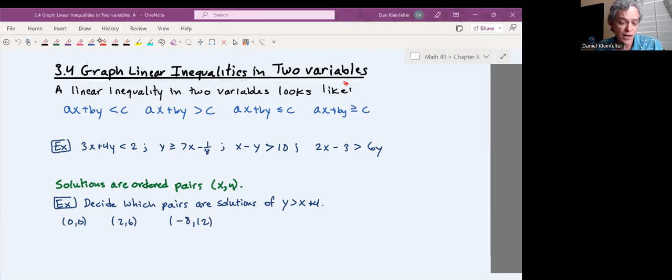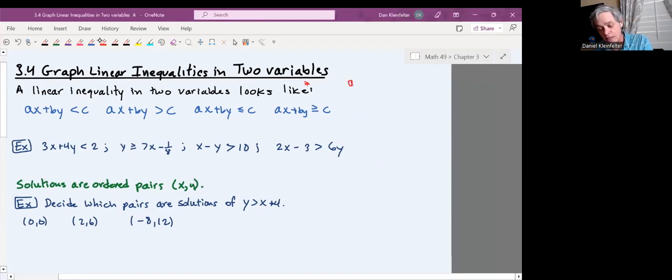There are a variety of forms: ax plus by is less than c, greater than c, less than or equal to c, or greater than or equal to c. So in short, you could think of it as kind of like a linear equation, ax plus by equals c, but instead of an equal sign, you have one of the four different inequality signs: less than, greater than, less than or equal to, or greater than or equal to. That's what an inequality looks like. And here you'll notice the little star I put on "looks like." That means that any kind of algebraic equivalent could also be considered a linear inequality in two variables.